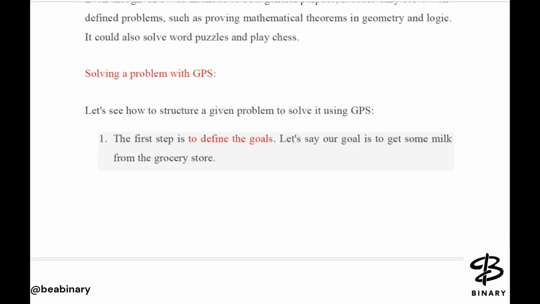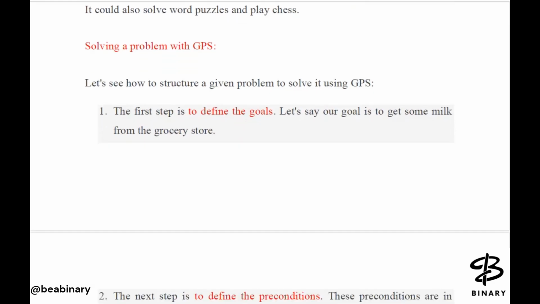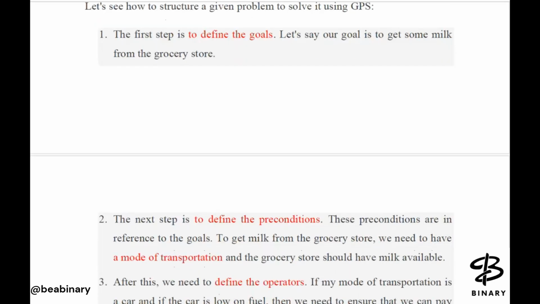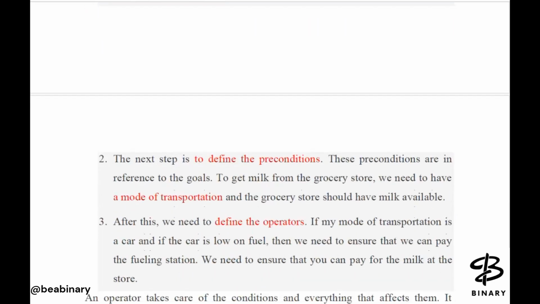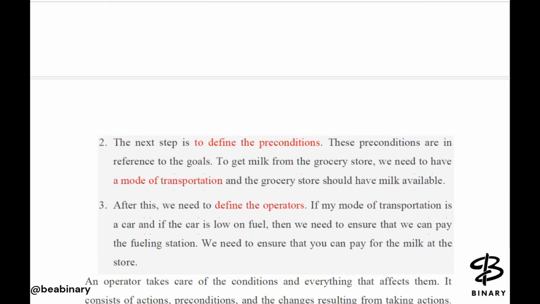The first step is to define the goal. Let's say our goal is to get some milk from the grocery store. So we are talking about the general problem that you need to get milk from the grocery store. The next step is to define the preconditions. What can the conditions be? These preconditions are in reference to the goal. To get milk from the grocery store, we definitely need a mode of transportation, and the grocery store should have milk available. Both things should be there.